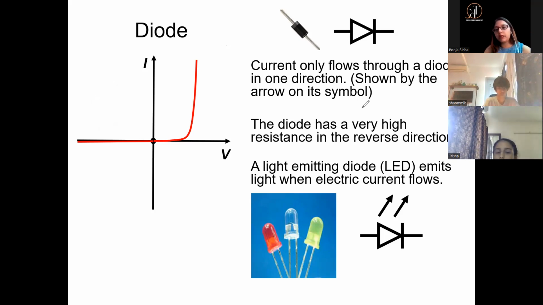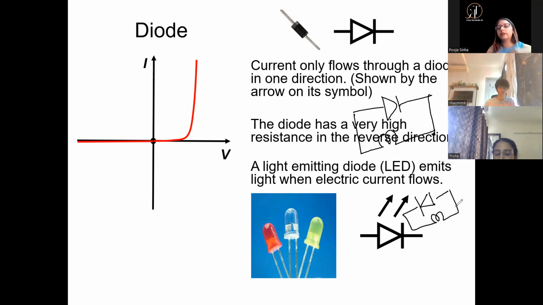Reverse means my diode was first connected like this, and something else, suppose a lamp, was connected from here. Now what if I reverse this diode like this and then connect the lamp? This will not work, because you have reversed the direction, so it won't work.